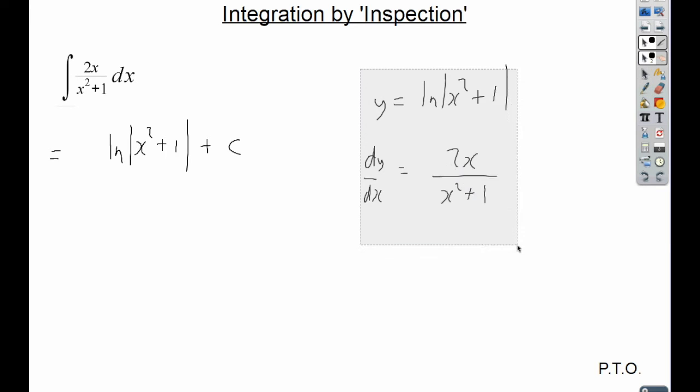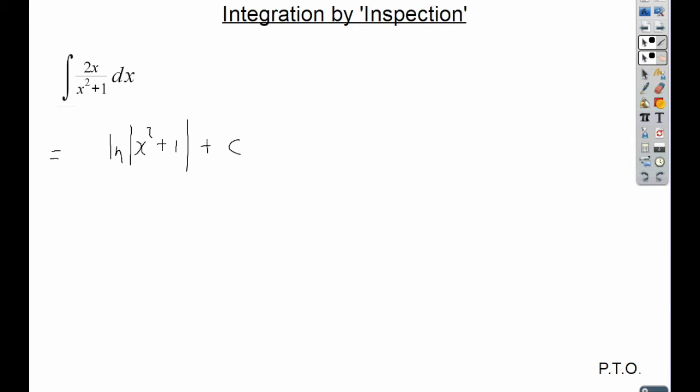Let me just write it up. Suppose instead the question was the integral of 1 over x squared plus 1 dx. I'm hoping you can see that the answer is obviously not going to be the same, because the integral on the left cannot be the same as the integral on the right. If you assume your answer is that, it's going to be wrong, isn't it? Because when you differentiate that, you get the 2x.